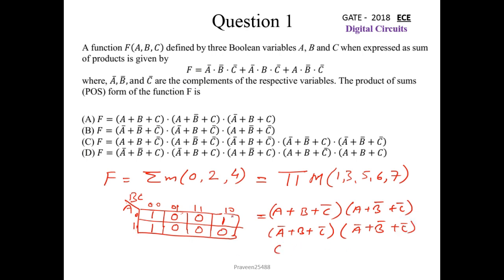A bar plus B bar plus C. So here all these 5 terms are matched with this C option. So our C option is correct. Also you can solve with some Boolean algebra. This f you can write as f bar and its double bar, and using some De Morgan's rule you can expand, but it would be very complex to solve. So this is a very simple and direct method. So C is our correct option.